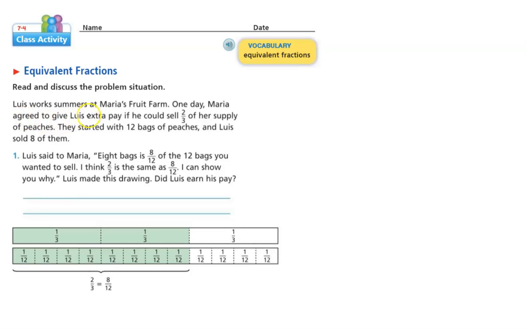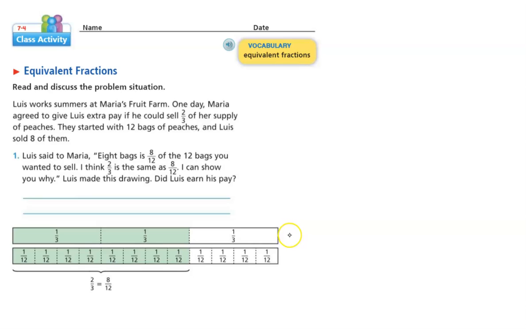So Luis works summers at Maria's fruit farm. One day Maria agreed to give Luis extra pay if he could sell 2/3 of her supply of peaches. They started with 12 bags of peaches and Luis sold 8 of them. Luis said to Maria, 8 bags is 8/12 of the 12 bags you wanted to sell. I think 2/3 is the same as 8/12. I can show you why. And Luis made this drawing. Did he earn his pay?